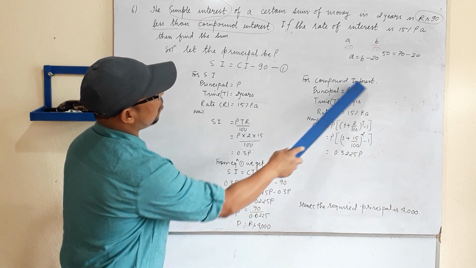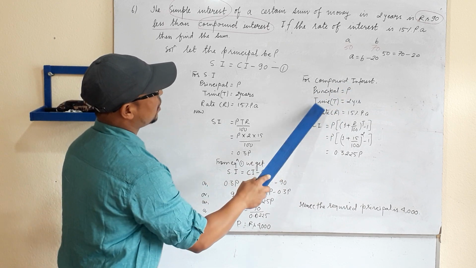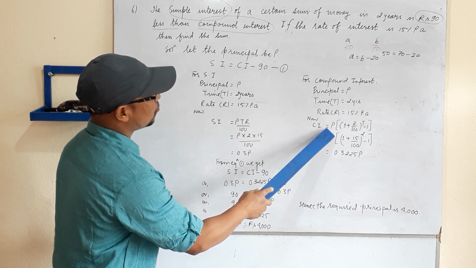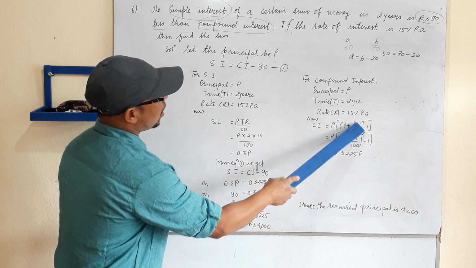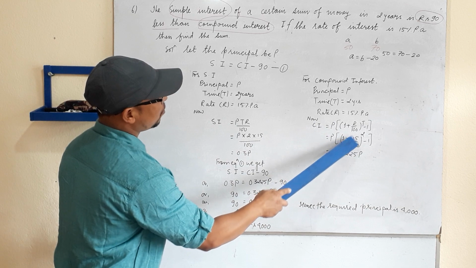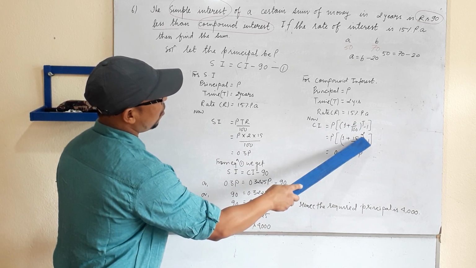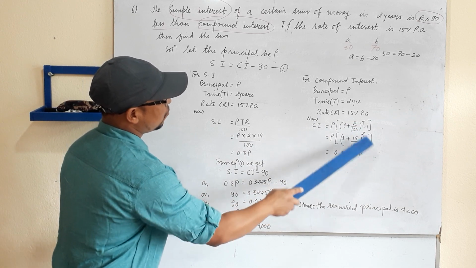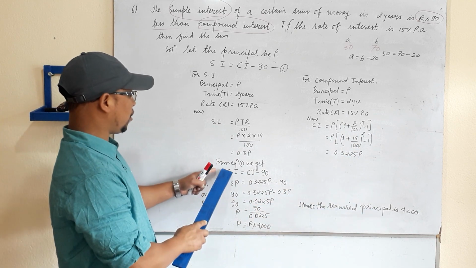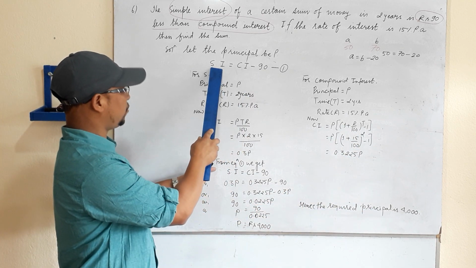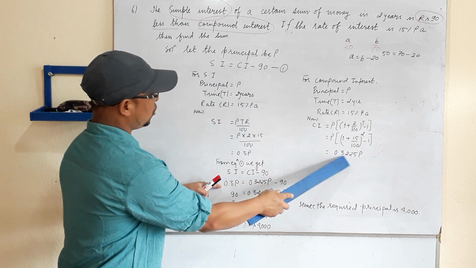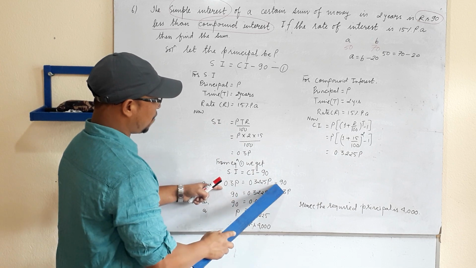And similarly, for compound interest, the principal is P, time is 2 years, and rate is 15%. So compound interest equals P times (1 plus R by 100) to the power T, minus 1. You put in the values: (1 plus 15 by 100) to the power 2, minus 1, and when you calculate it comes to 0.3225P. Now from equation 1 you substitute the value of simple interest, 0.3P, and compound interest is 0.3225P minus 90.